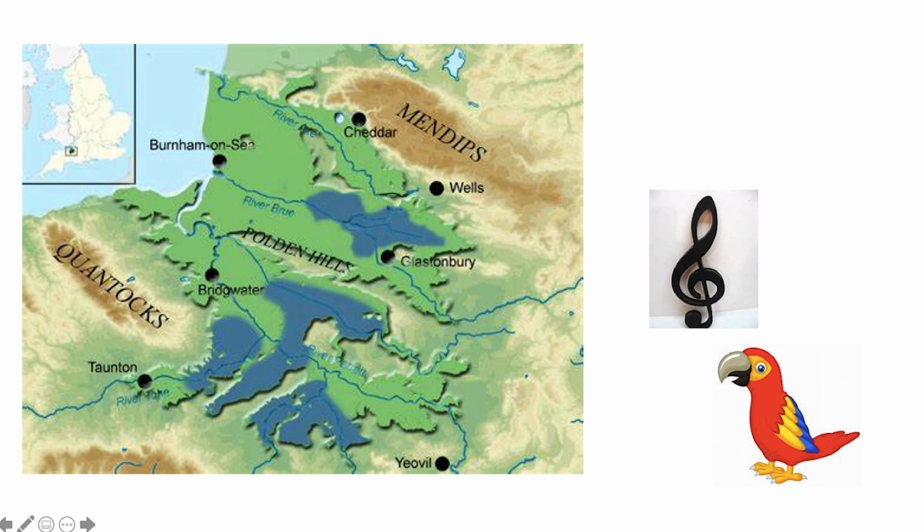We can talk about the landscape. We can talk about it being low-lying land with many tributaries and rivers flowing through. We can also talk about the Quantocks and the Mendips on either side, which are steep areas of land. That's going to mean that any water is going to flow down into that flatter land quite quickly.